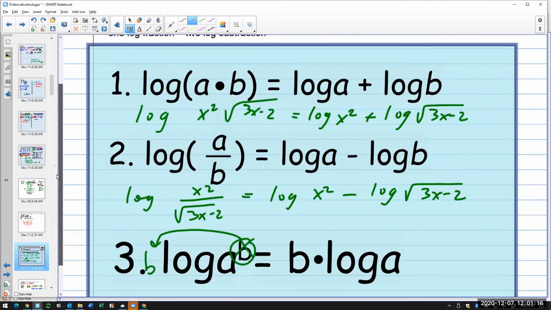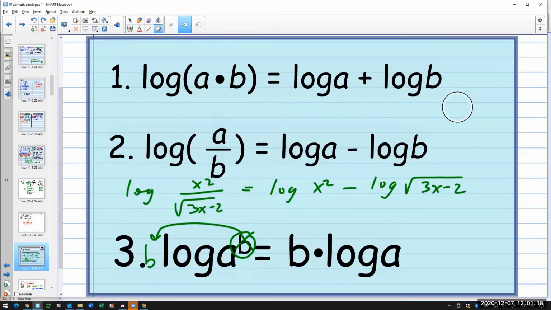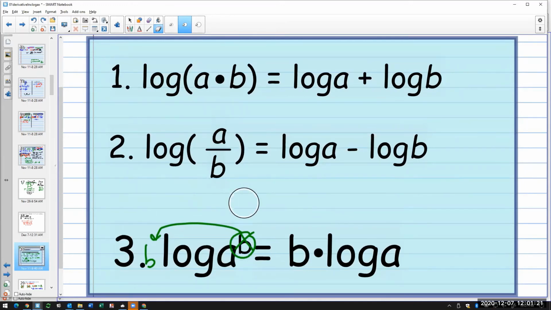Guys, look at these log rules. Can you guys go ahead and copy down these rules here? Log of A times B equals log A plus log B. Log of A over B equals log A minus log B. And log of A raised to the B power is actually B times log A. These are all log properties in your notes for today.